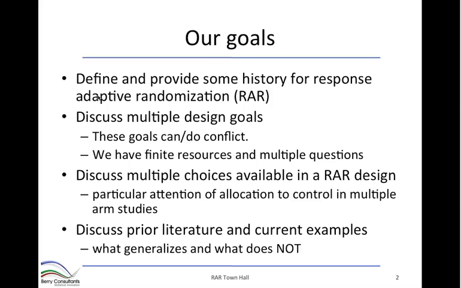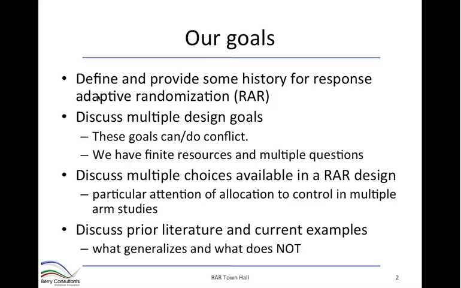So I want to talk about, well, what are those choices within the RAR that allow this to happen? And I want to pay particular attention to the allocation of control in multiple arm studies, which is going to be a key, because a lot of the objections to RAR are really a function of the control allocation. So I want to focus on that and how that can be improved.